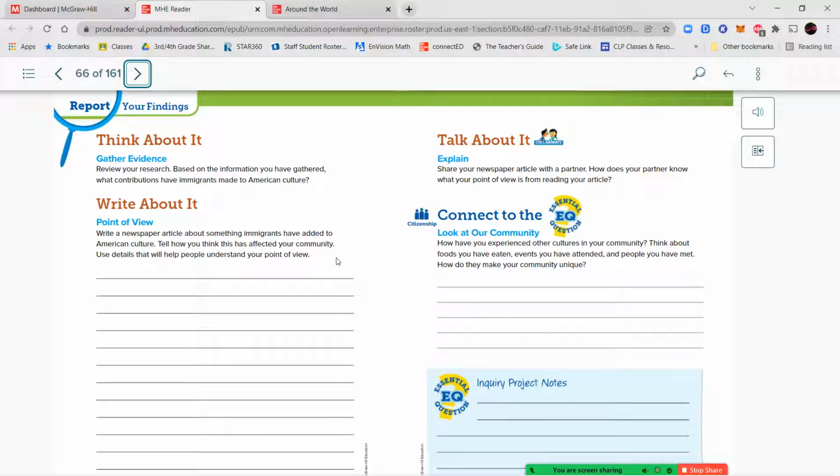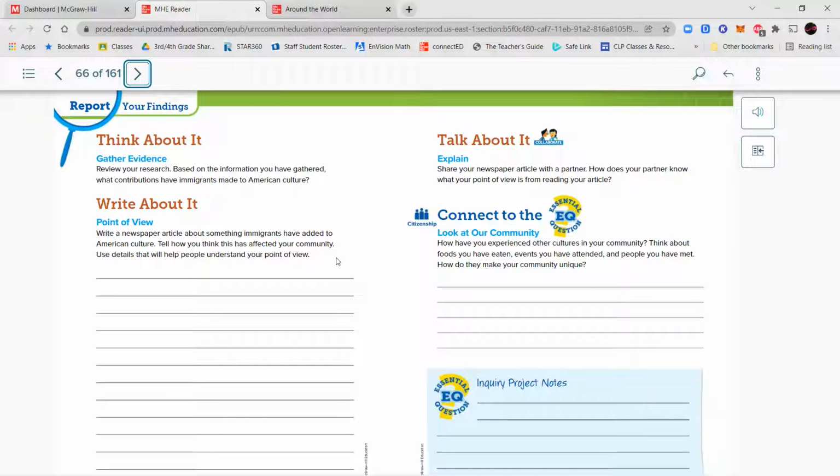So make sure you're using examples from the text that we read from the 2 pages before these, from the textbook pages as well. Describe one of the contributions, whichever one you decide, and use a lot of details to support your idea about how this is an important contribution.